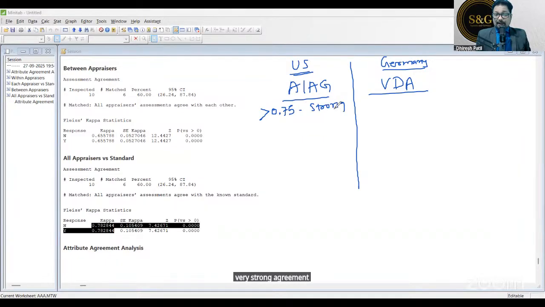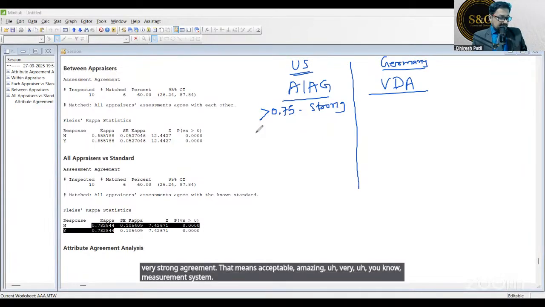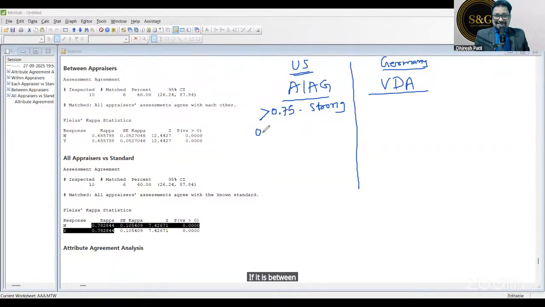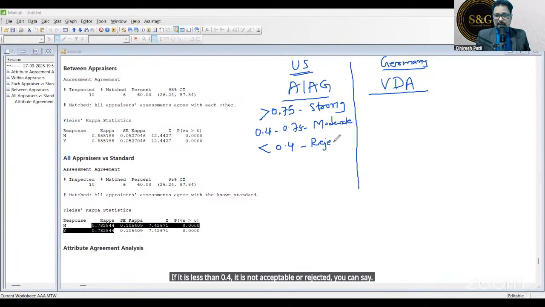That means an acceptable, amazing measurement system. If it is between 0.4 to 0.75, it is moderate. If it is less than 0.4, it is not acceptable or rejected, you can say. You can reject that measurement system.